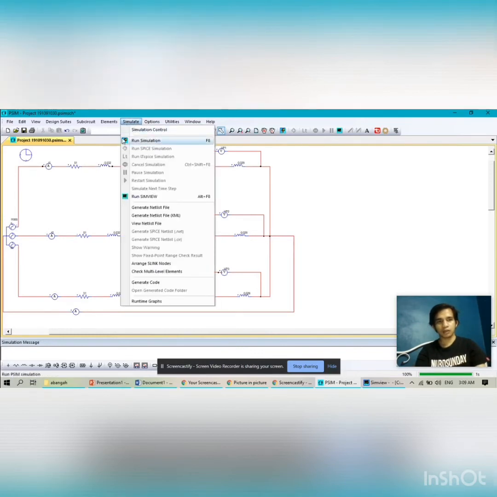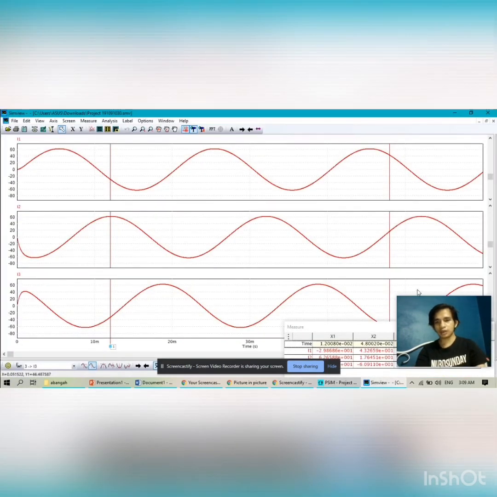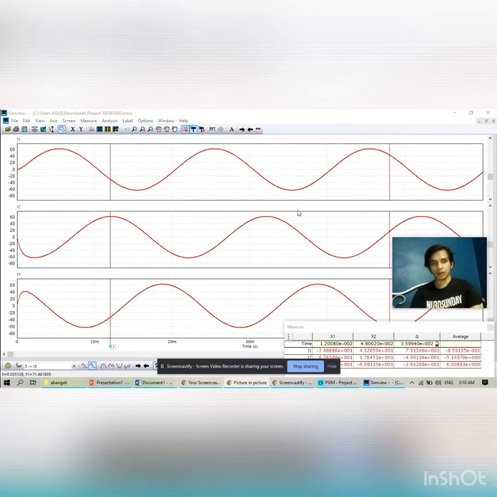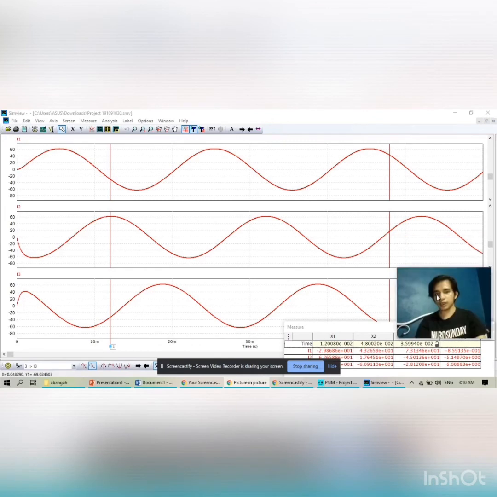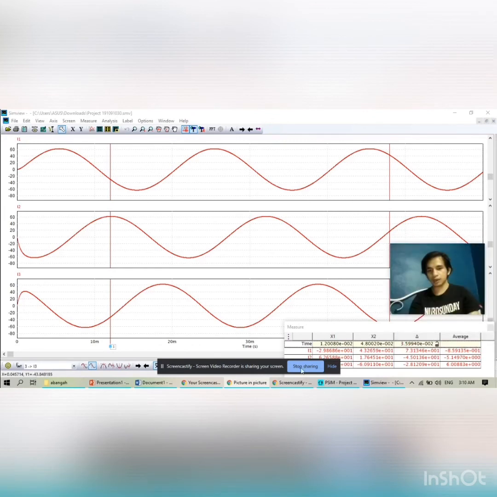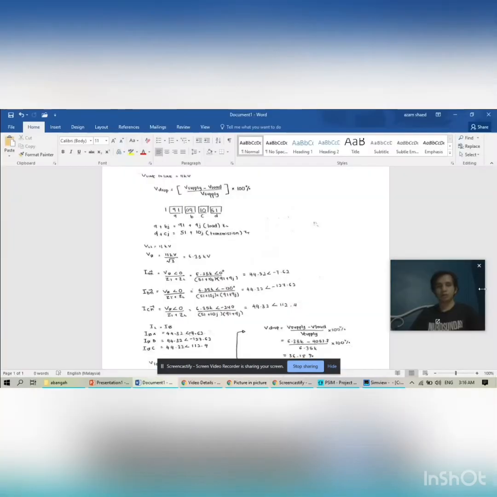For the result, we must run the simulation. This is the result when we simulate the circuit. Here is the graph of I1, I2 and I3, and this is the value of I1, I2 and I3. To find the V drop, we use calculation.